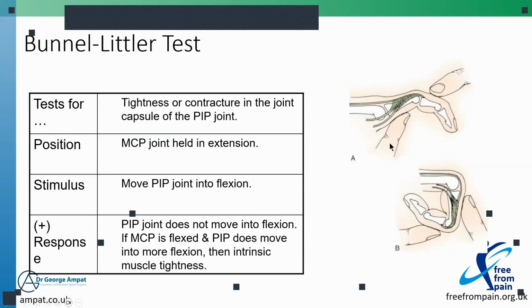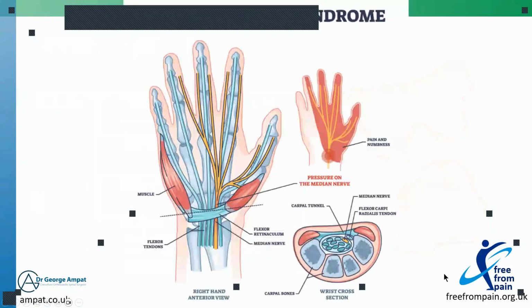So it's always important that when you're using a plaster, the MCP joint is kept at 90 degrees and the IP and the DIP are kept extended. Otherwise, it is likely that you will have this lumbrical contracture.